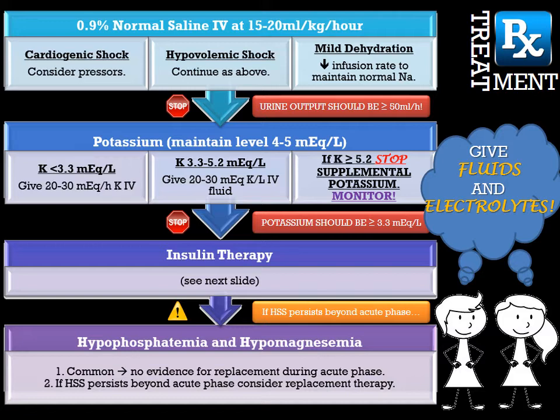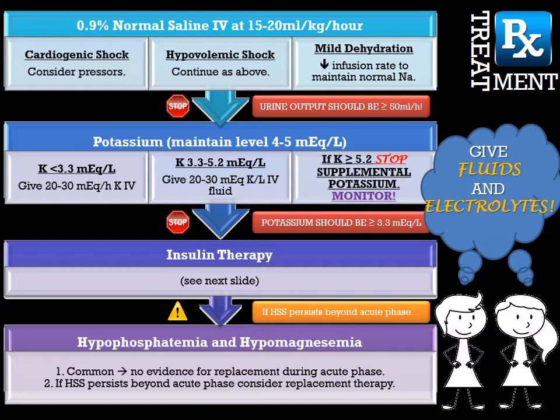The rationale for normalizing potassium levels before insulin infusion is to prevent precipitating any life-threatening arrhythmias. If you recall, insulin shifts potassium into cells, so any pre-existing hypokalemia would be further exacerbated with insulin infusion. Insulin therapy will be discussed further on the next slide.